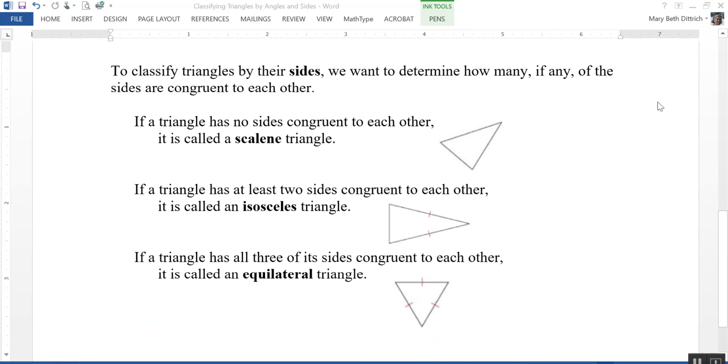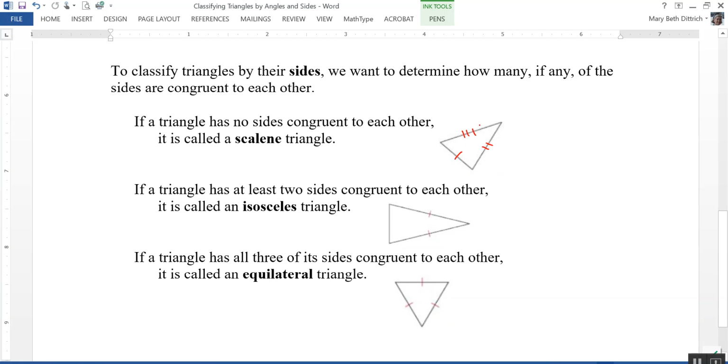To classify triangles by their sides, we want to determine how many, if any, of the sides are congruent to each other. If a triangle has no sides that are congruent to each other, it's called a scalene triangle. And actually we could put some little marks on here. None of those sides are congruent to each other.